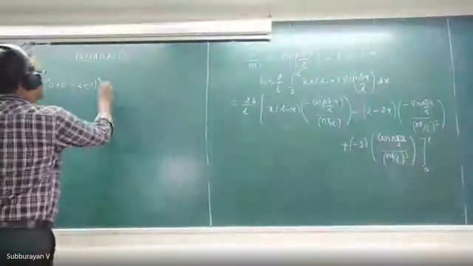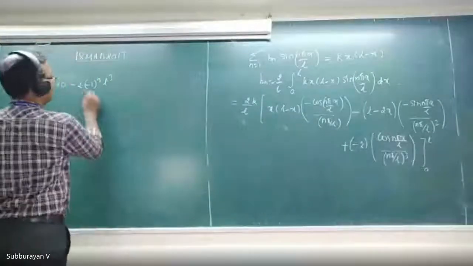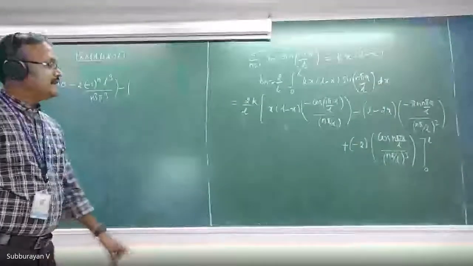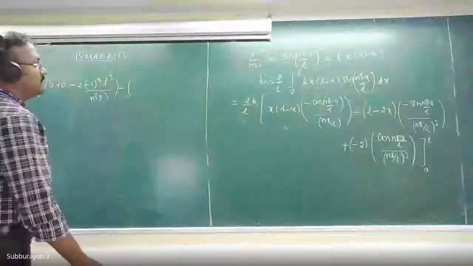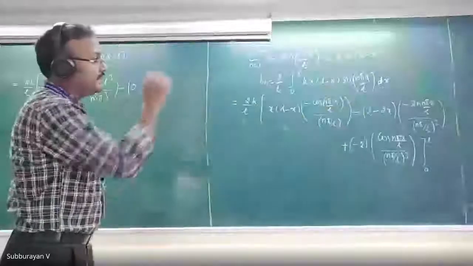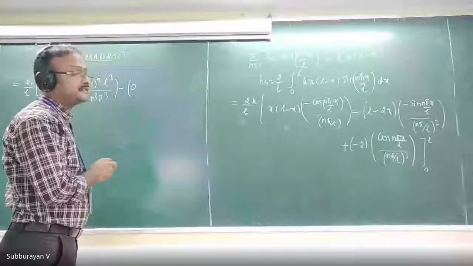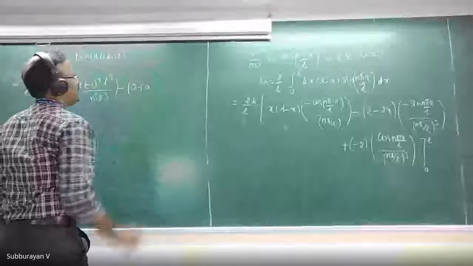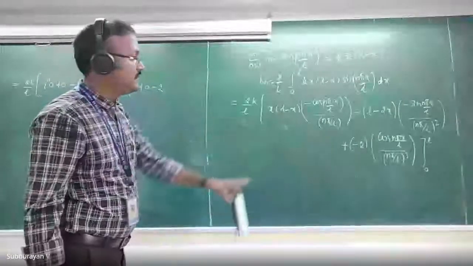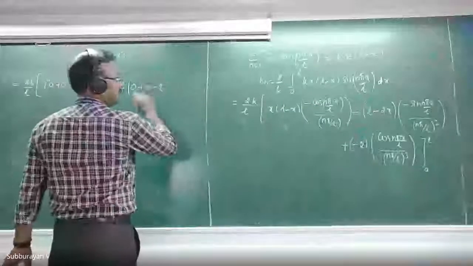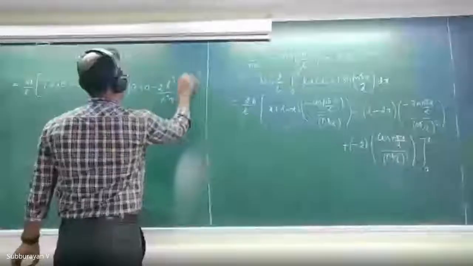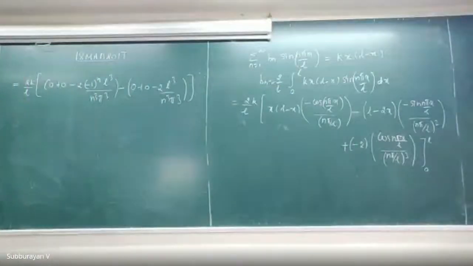Therefore this gives L cube divided by n cube π cube. This is for the upper limit. Minus, when I apply the lower limit, x into L minus x, the first term will be 0, and the second term is a sine term, so if I replace x equal to 0 that gives 0, and here minus 2, if I replace x equal to 0 in the cos function, it gives 1, hence I will get L cube divided by n cube π cube only. So this is the integral value.